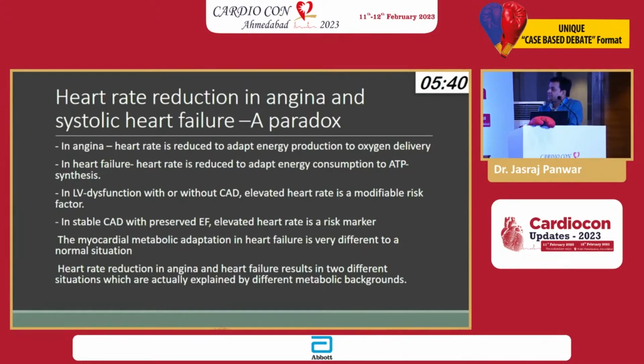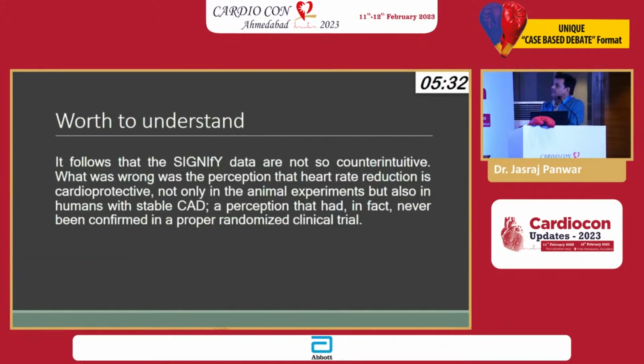In stable angina with preserved LV function, the myocardial metabolic adaptation in the heart rate is very different from a normal system. So what we understand is that the clinical data are not so conclusive, and what was wrong was the perception that heart rate reduction is protective, not only in animal experiments but also in human stable angina, as in the clinical experiments.